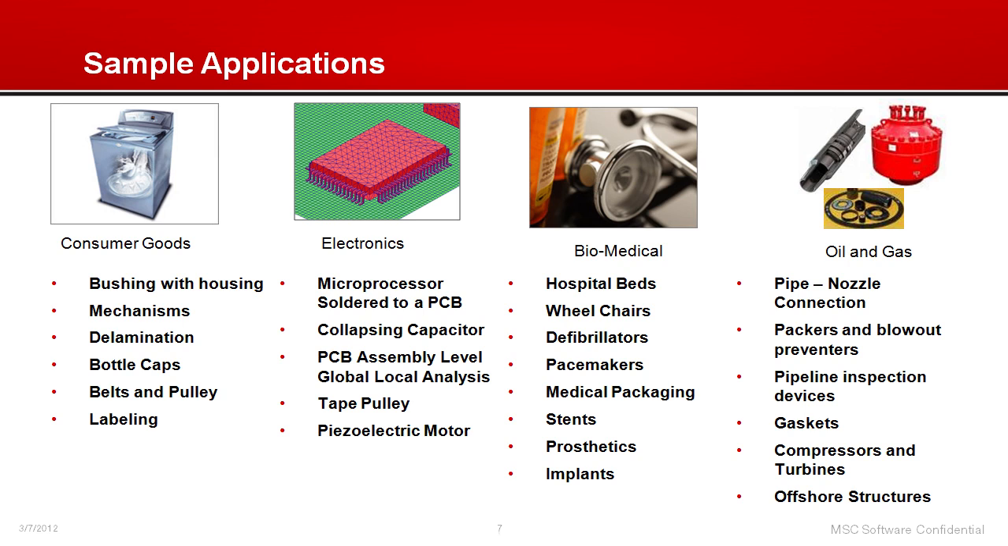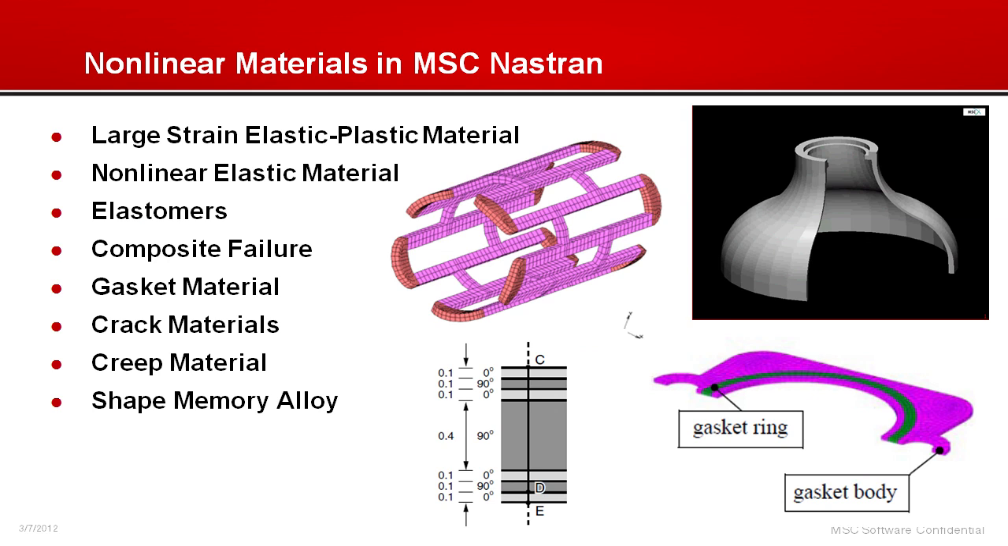Here are other applications of how Nastran is used today in the area of consumer goods, electronics, biomedical, and oil and gas. It is important to note, for example, the electronic portion where thermal material modeling is required inside Nastran. And in oil and gas applications, the packers require the modeling of elastomeric representations of the material models, and also the gaskets. So all these nonlinear materials are available inside Nastran, and it includes the basic elastoplastic material model, which we will be focusing on today. It also has a nonlinear elastic material.